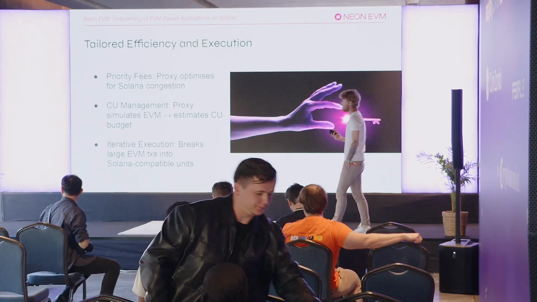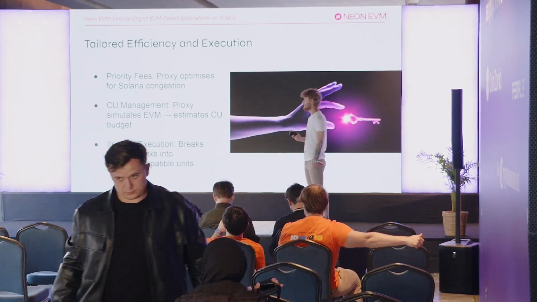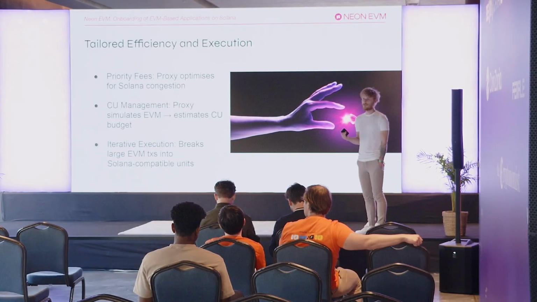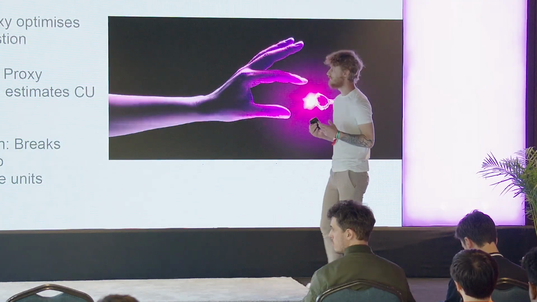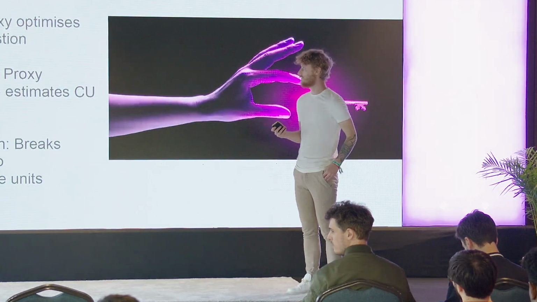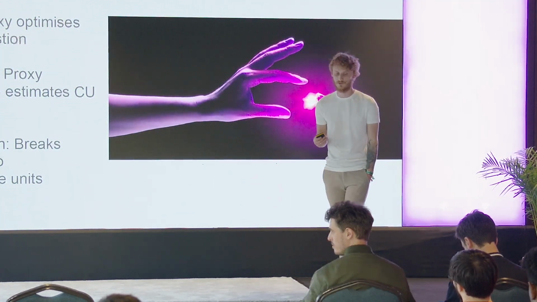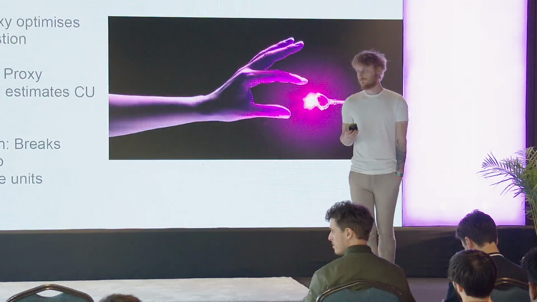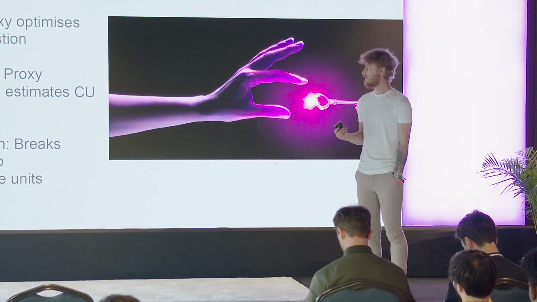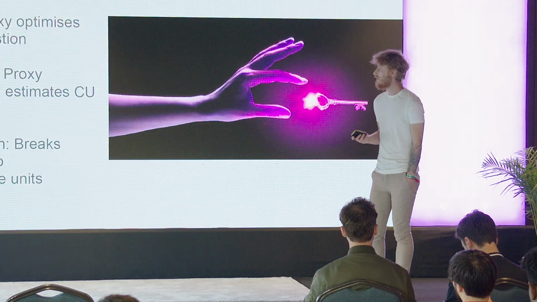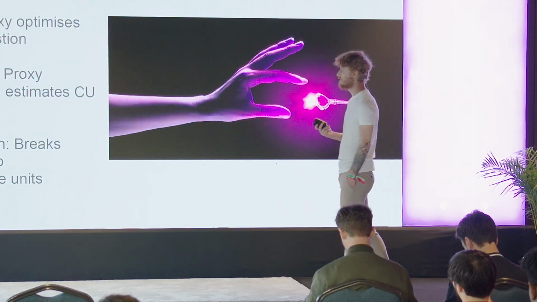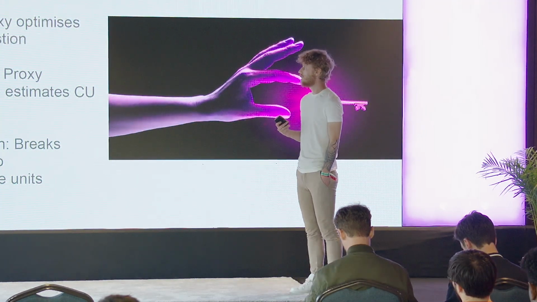But it wasn't only about account limitations that we had to engineer for. There is the priority fee limitation, which is kind of critical for Solana. And the thing is that the Neon proxy doesn't just pass on the default fee. It employs adaptive algorithms that monitor the network and set the appropriate priority fee that helps transactions processed by the Neon program have a rather high chance of timely inclusion during network congestion. We have compute units management, which is another core limitation for Solana.